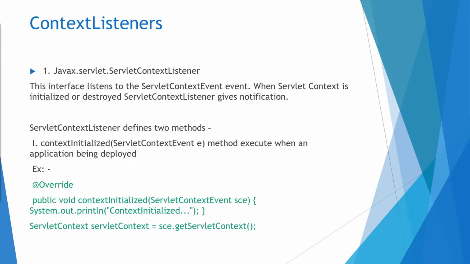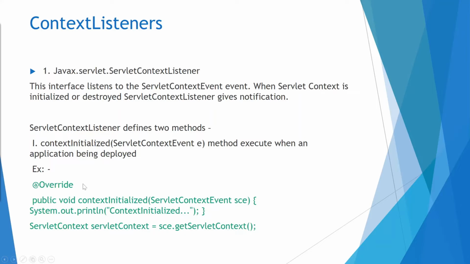Context listeners. Servlet context listener. This interface listens to the Servlet context event. When the Servlet context is initialized or destroyed, Servlet context listener gives notification. Servlet context listener defines two methods. First one is context initialized. This method is executed when an application is being deployed.